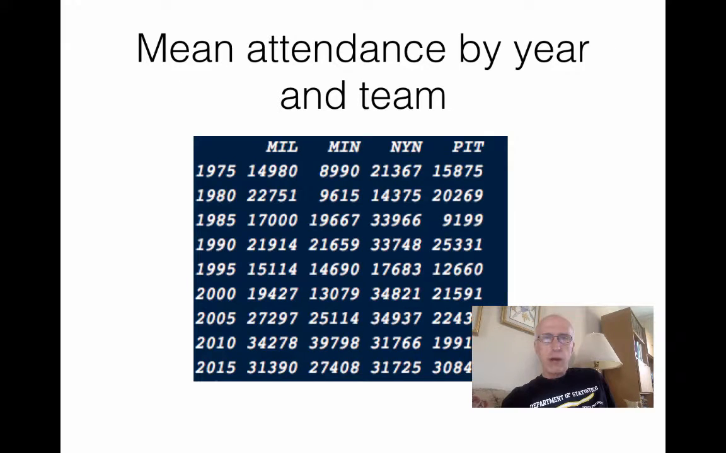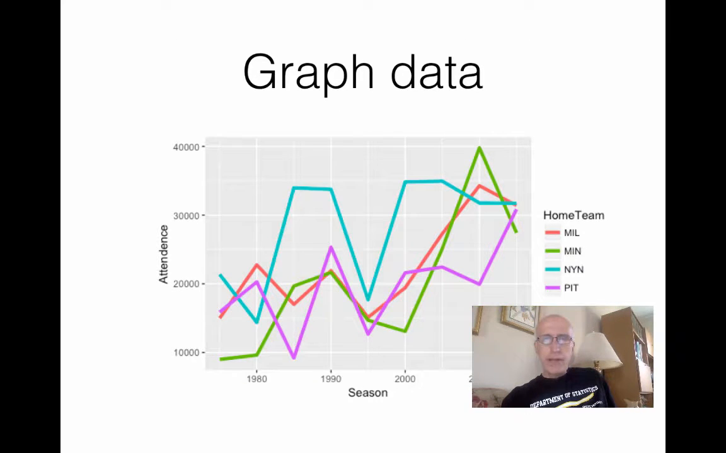Okay, so here's my data, and I've collected the average attendance for Milwaukee, Minnesota, the New York Mets, and the Pittsburgh Pirates for the seasons of 1975 through 2015. So we're interested in exploring the structure of this table. Okay, so we graph the data to get some sense of what's going on. It looks like there is a general increase over time. Also, I noticed that certain teams tend to have more baseball fans. Like I noticed that the New York Mets, which is the blue curve, looks a bit higher than, say, the purple curve, which is Pittsburgh.